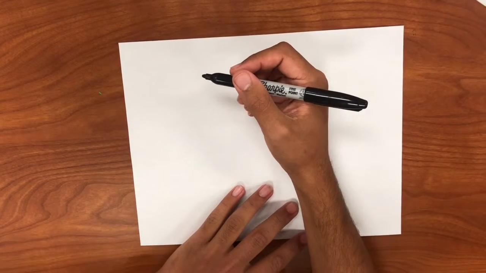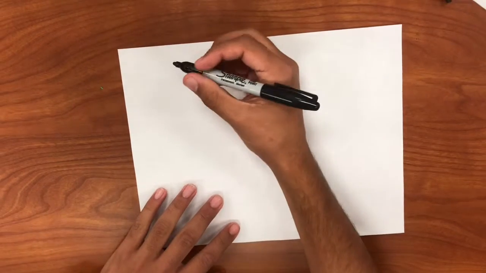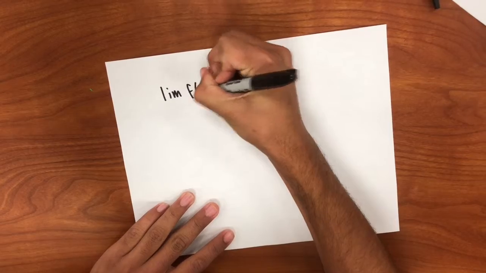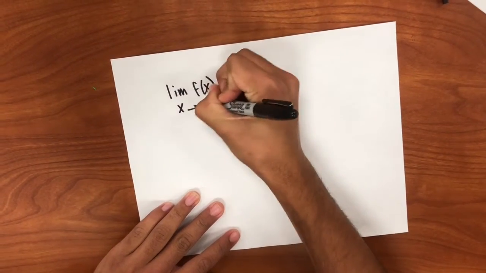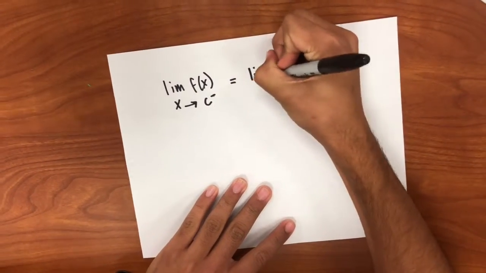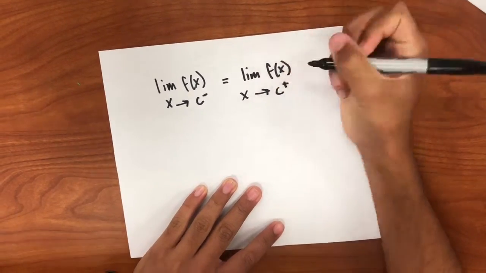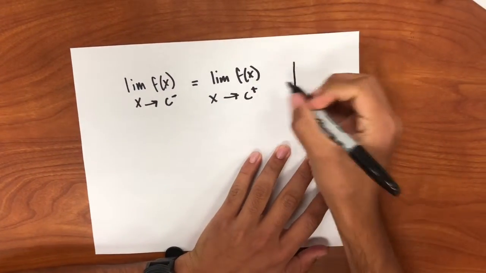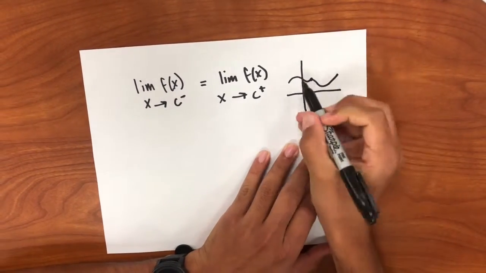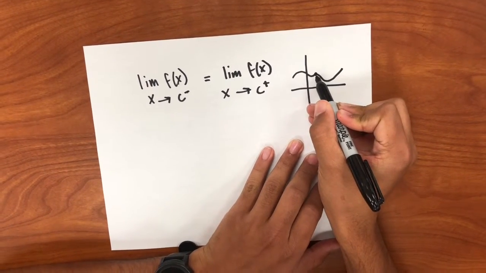There are three conditions that have to be fulfilled for a function to be continuous. The first condition is that the limit of a function, f of x, as x approaches a point, c, has to exist on both sides. So in this case, if I draw a graph, the limit from the negative side has to be the same as the positive side for the limit to exist.